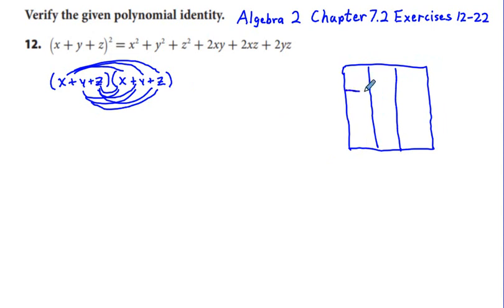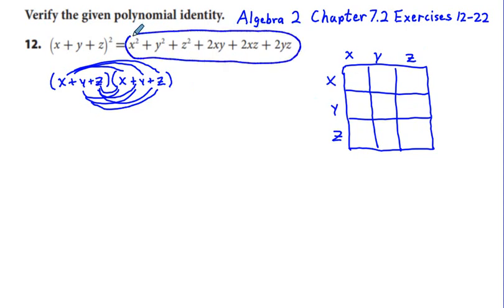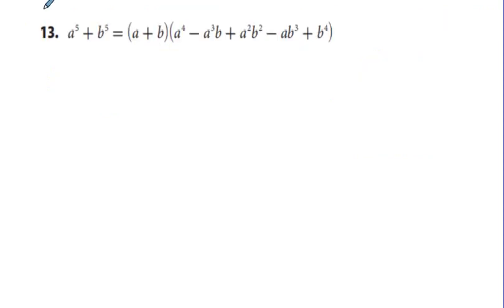And I would set it up like this. I'd put x, y, z like this, and then x, y, z like this, multiply in each of the cells, and then combine like terms to get, you hope, your final answer. Okay, now the ones I'm actually going to start working out, starting with problem 13.